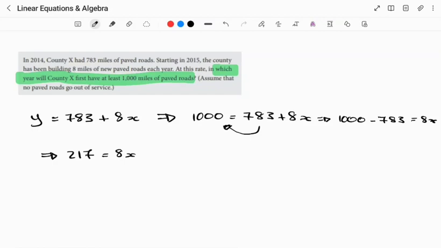Now we'll go ahead and move the 8. To move the 8, we have to divide. 8 and x are multiplied. It's 8 times x. So to move it across the equal sign, we divide both sides by 8. This 8 and this 8 cancel. X remains. And 217 divided by 8 is 27.125. And what is our unit here? Our unit here is going to be years, because we're solving for x, which is number of years.